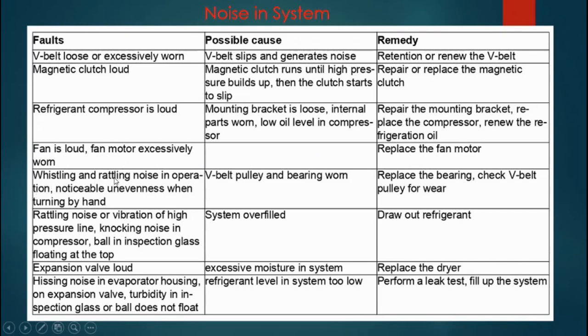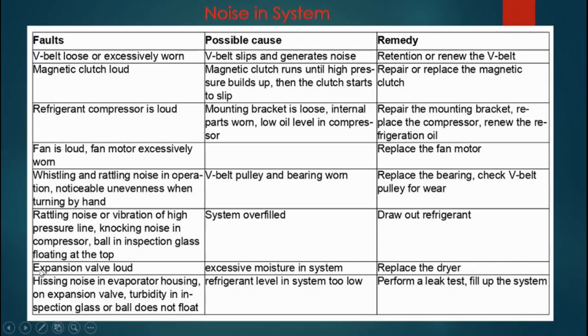Whistling and rattling noise in operation, noticeable unevenness when turning by hand. So the cause is the V-belt pulley and bearing worn. Replace the bearing, check the V-belt pulley for wear. Rattling noise or vibration of a high pressure line, knocking noise in the compressor, ball in the inspection glass floating at the top. The cause is a system overfilled. Draw out refrigerant.